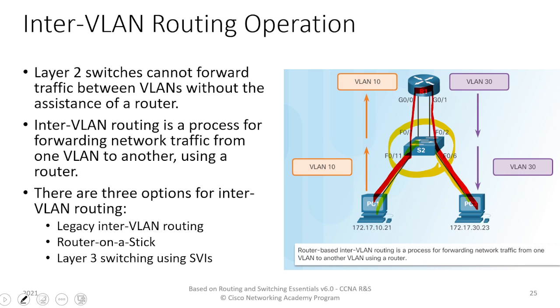And to do this inter-VLAN routing, there are a number of different options. One is known as legacy inter-VLAN routing, the other one is router on a stick, and the third one is layer 3 switching using SVIs. We'll look at each of these in a bit more detail now.